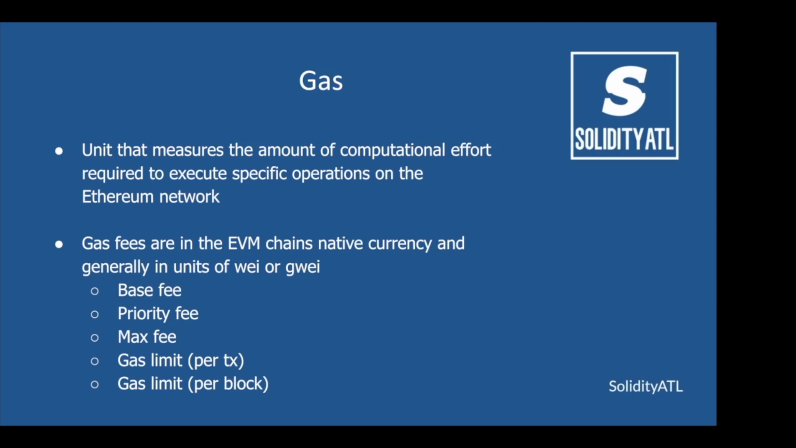And so different instances of gas are the base fee. So for a transaction to occur, how much gas will it cost for a node to execute. There's the priority fee, there's a max fee, all these different gas fees for figuring out how much a transaction will cost.